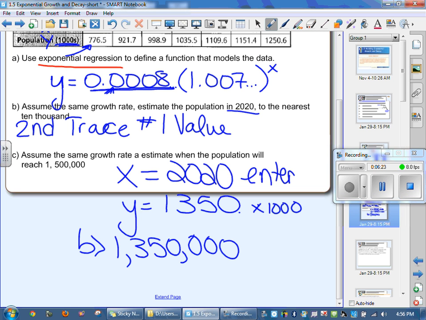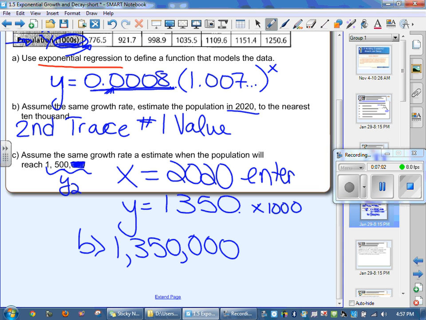Now letter C is saying, well, we want to know the growth rate at an estimate when the population will reach this many, 1.5 million. Well, we know that in our row, the population row, it's per 1,000. So that means in order for me to put this into Y2, because it's a Y number, I can't put in 1,500,000. I need to divide that by 1,000 so that it matches the information I'm given in my table and what the graph is showing me. So that means you just basically take off the 3 zeros. So in Y2, you're going to put in 1,500. So 1,500 is what you're actually going to put into Y2.